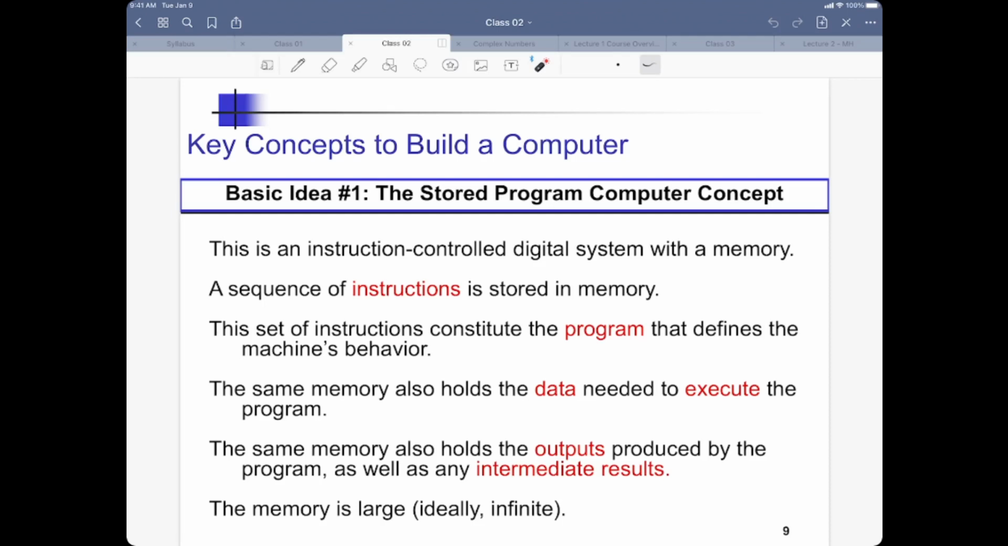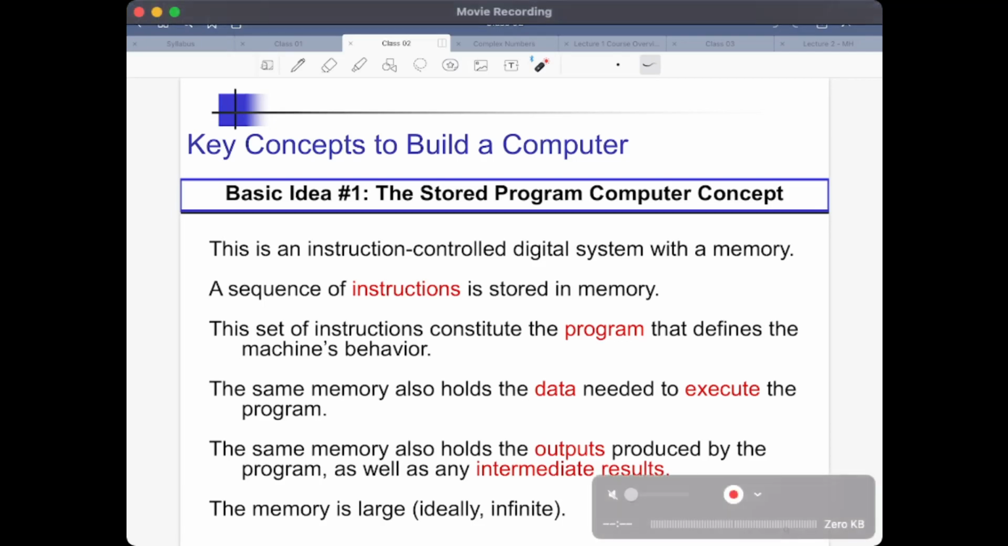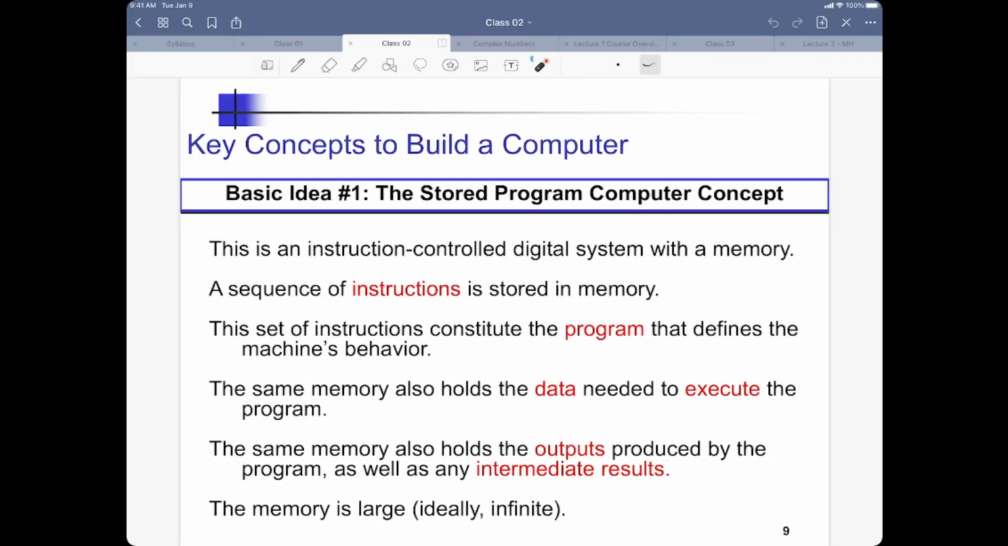All right. So where were we last class? In the last class, we were talking about some general ideas of computer architecture. Today, we'll be focusing on the life cycle of an instruction. So the key concept that we are going to look at, the basic idea number one, is the stored program computer concept. Let me bring up the chat. So if you guys are going to be asking me questions in the chat, I'm not going to know it. So here.